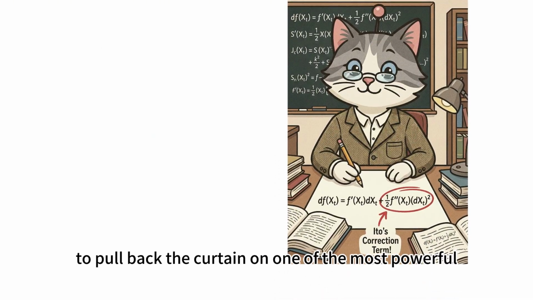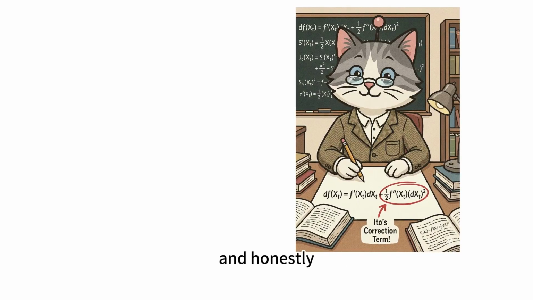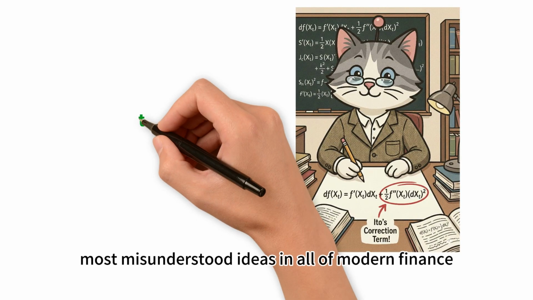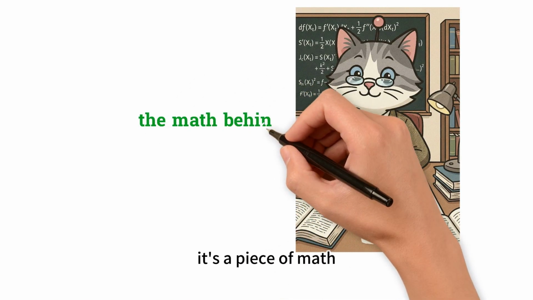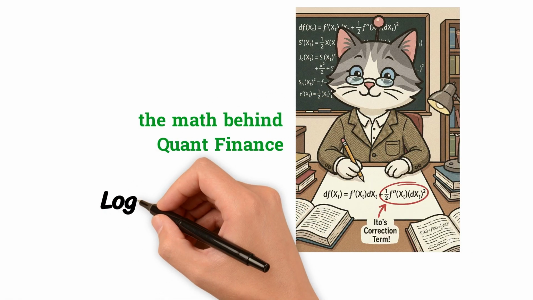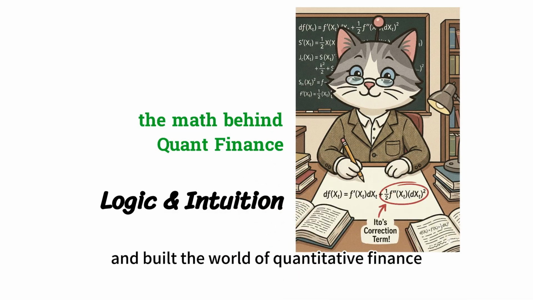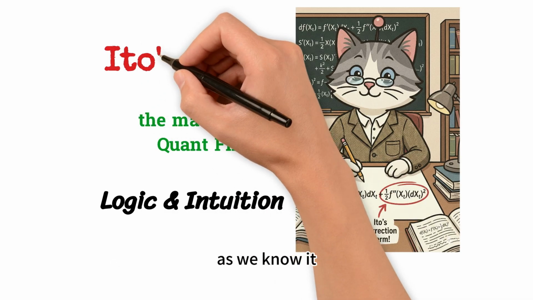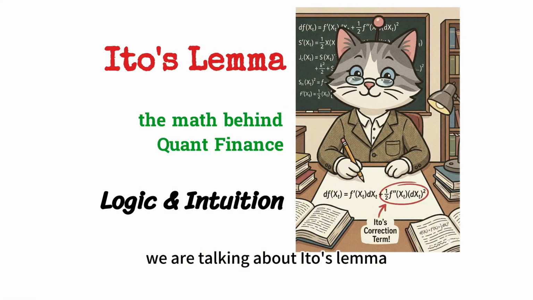Today, we're going to pull back the curtain on one of the most powerful and honestly, most misunderstood ideas in all of modern finance. It's a piece of math that acts as the hidden engine behind trillions of dollars in the markets, a formula that basically tamed randomness and built the world of quantitative finance as we know it. We are talking about Ito's lemma.